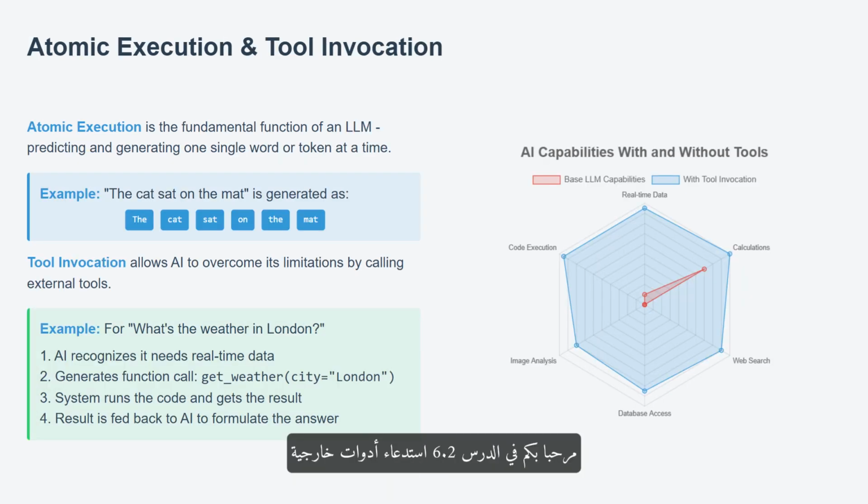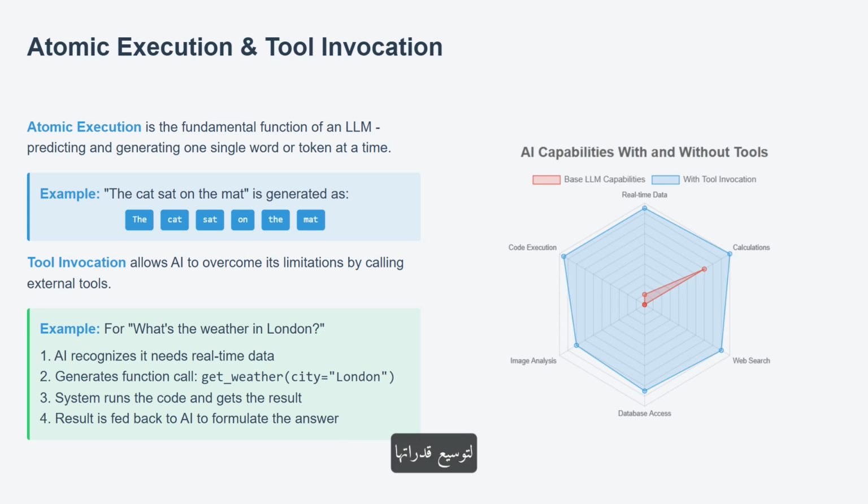Welcome to Lesson 6.2, Invoking External Tools. Let's go back to our painter. She needs a very specific shade of blue that she doesn't have. She stops painting, walks over to a cabinet of pre-mixed paints, her tools, grabs the exact blue she needs, and returns to her canvas. When an AI stops generating text to call an external tool like a calculator, it's doing the exact same thing. This is tool invocation. Our learning objective is to identify how and why an AI invokes specific external tools to extend its capabilities.